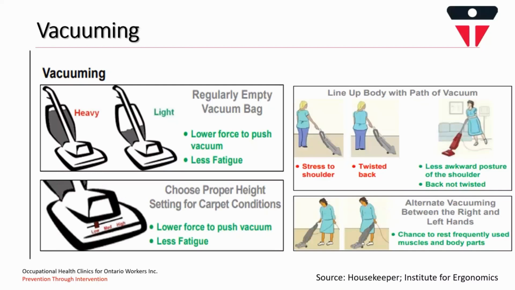Vacuuming is another activity that is done quite often by occupational cleaners, requiring that pushing and pulling motion. When it comes to vacuuming, you want to make sure that the vacuum you're using is lightweight. You want to empty the canister or the bag frequently, again, because the heavier the vacuum is, the more force is going to have to be exerted when you push it. So if you can get a lighter vacuum and you empty the canister often, it's going to keep that weight manageable. You also want to choose the proper height setting for carpet conditions. If you do this, it's just going to be easier to push the vacuum on that surface.